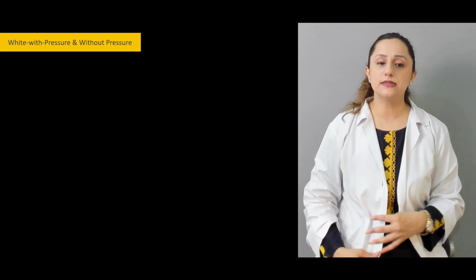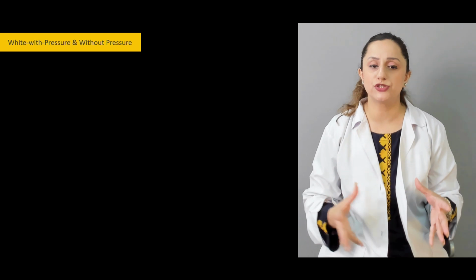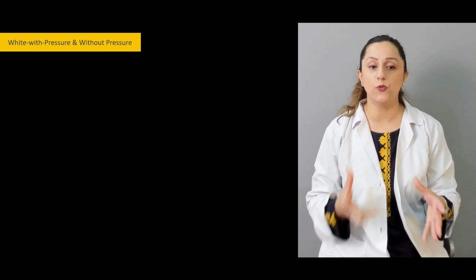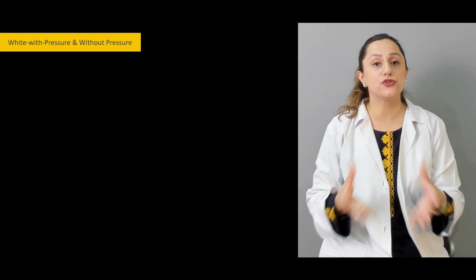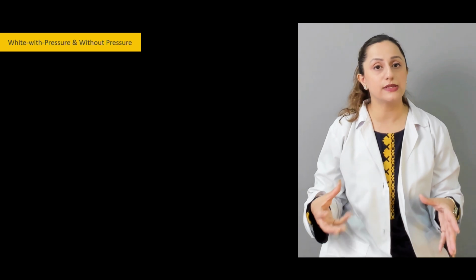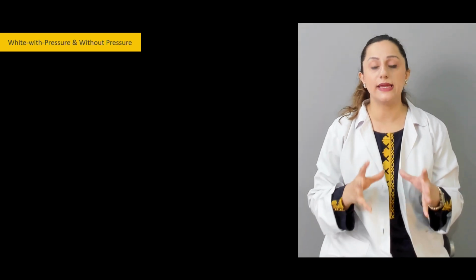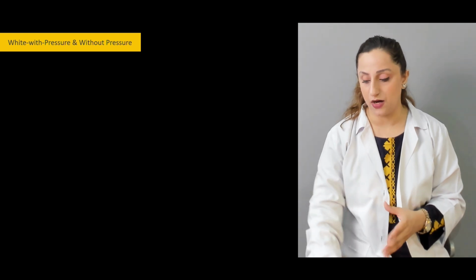Then the other variants that we'd like to briefly cover are the white with pressure and white without pressure retinal degenerations, which appear white when there is pressure imposed on the sclera, or there is a scleral indentation performed. You would see that there are white areas that appear on the retina of these individuals.